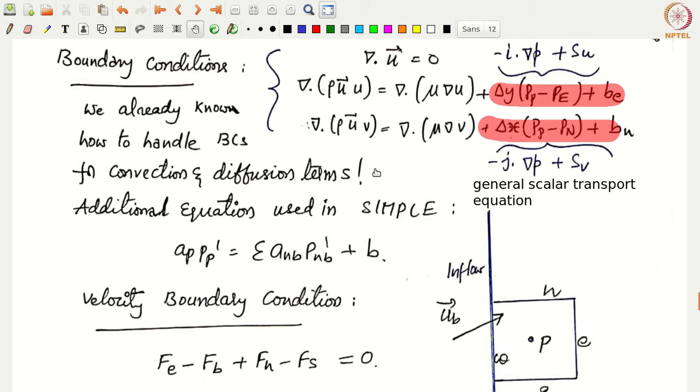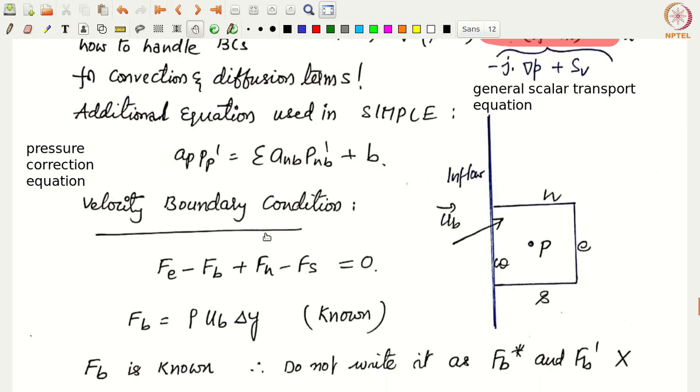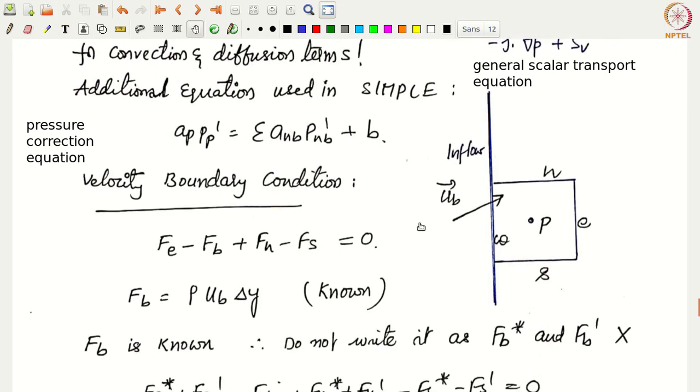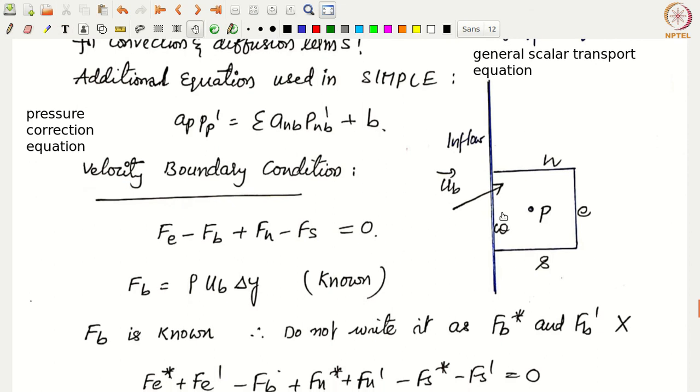Okay, so there is only one extra equation that was introduced in the SIMPLE algorithm, and that is basically your pressure correction equation, right? This is the only one that was introduced in the SIMPLE algorithm. So we need to see now how we handle the boundary conditions in the pressure correction equation, because everything else is already known to us. Okay, how does the pressure correction equation behave if there is a velocity boundary condition? This thing we have just already seen, so let's look at it again.